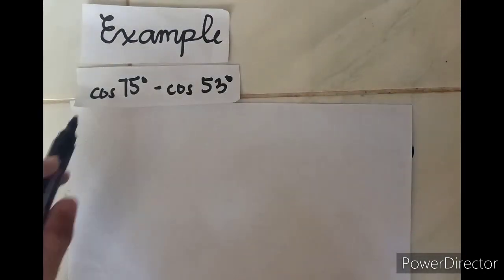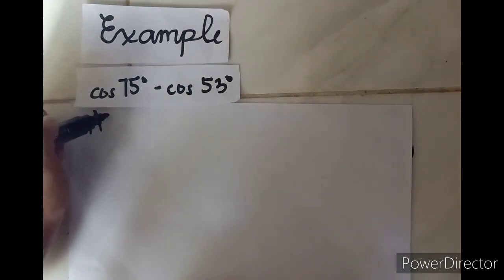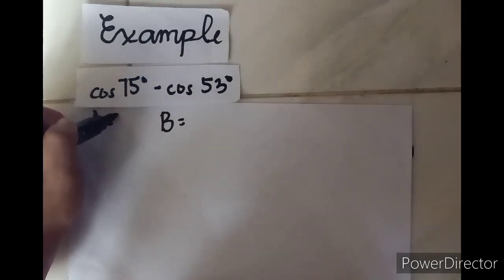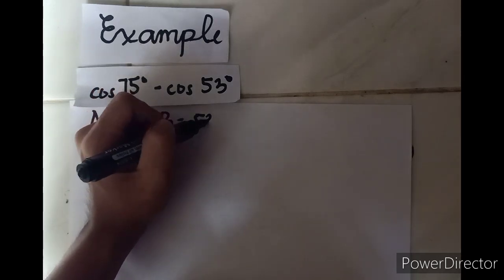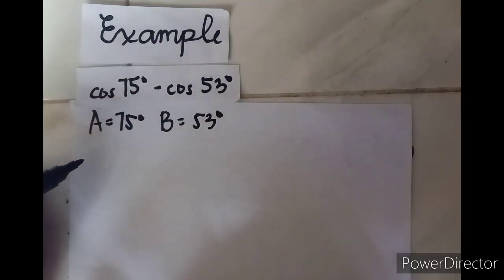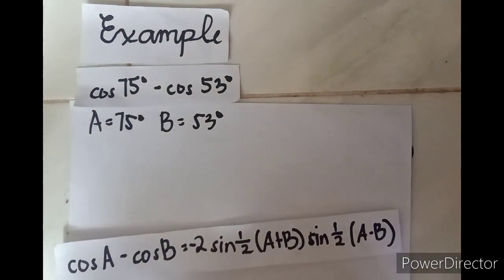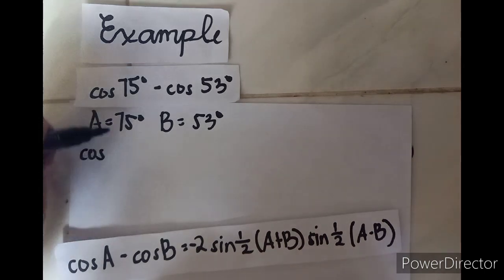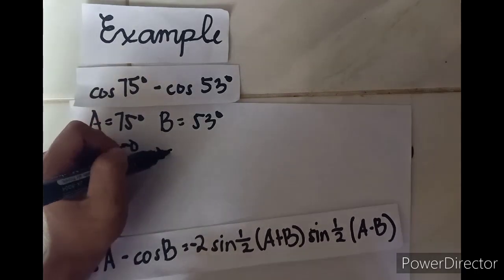Let's move on to our next example. Cosine 75 degrees minus cosine 52 degrees. First step, find which is angle A and angle B. Angle A will be 75 degrees, angle B will be 52 degrees. Let me remind you that it can be reversed. Now we are going to put the values of the angles.